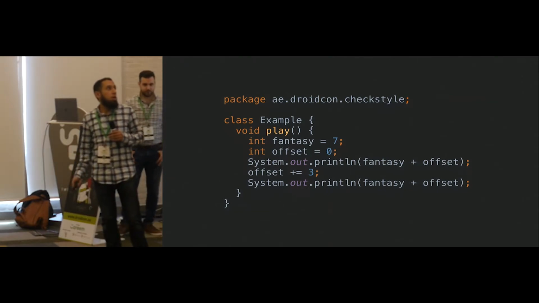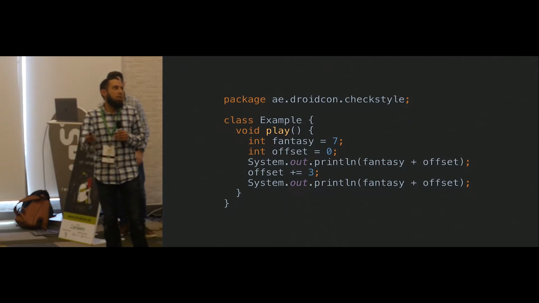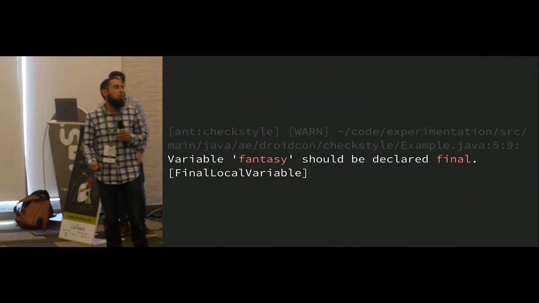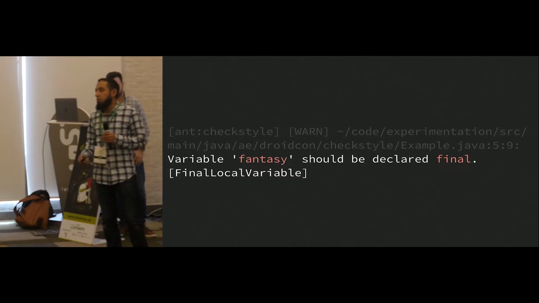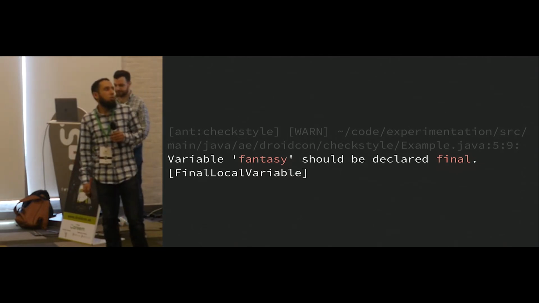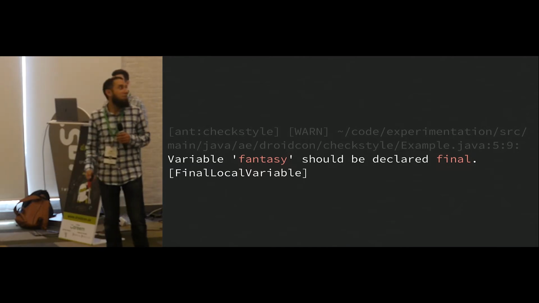Here's another example. So I have some code that's taking a number, it's not modifying it after, whereas the second variable, it is modifying it after. So again, nothing fundamentally wrong with this code. But then, Checkstyle will say variable fantasy should be declared final because, Final Fantasy.